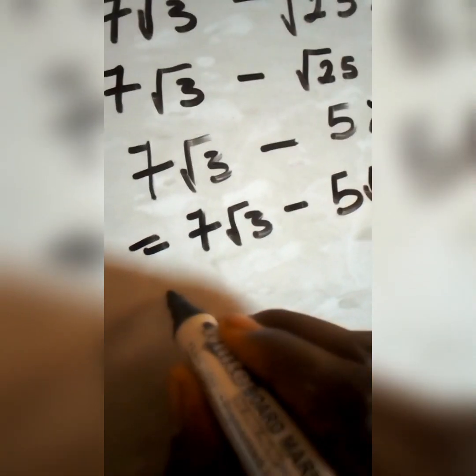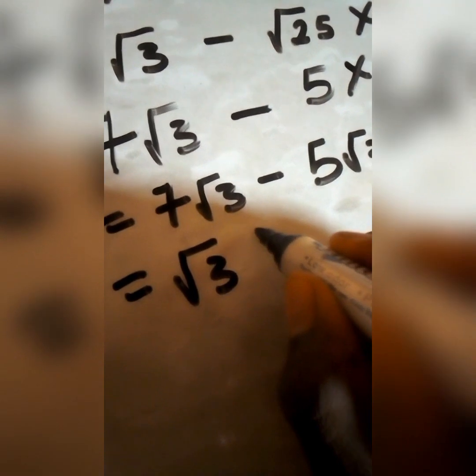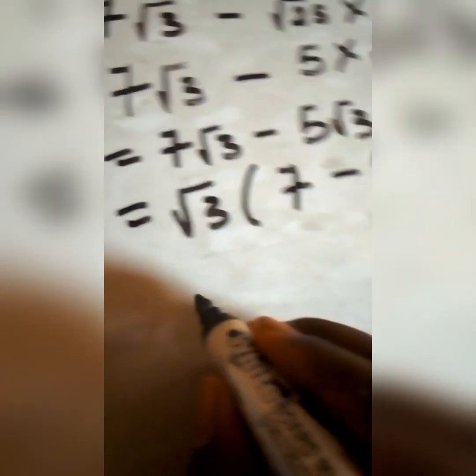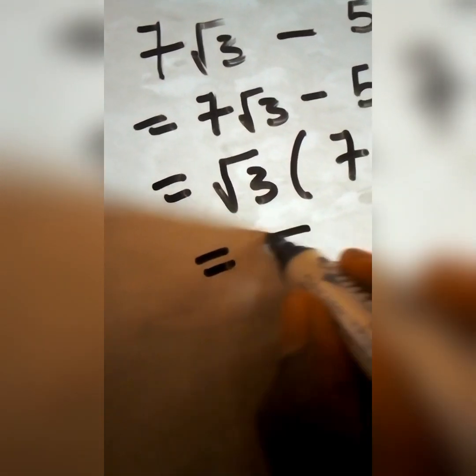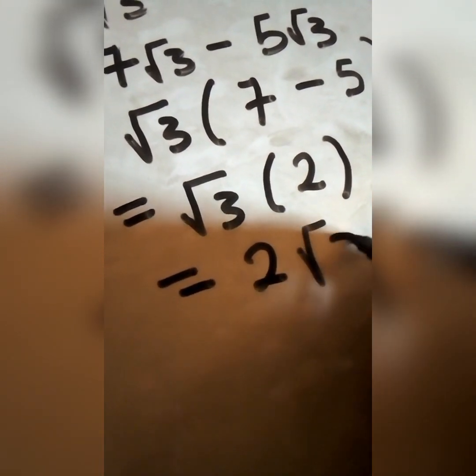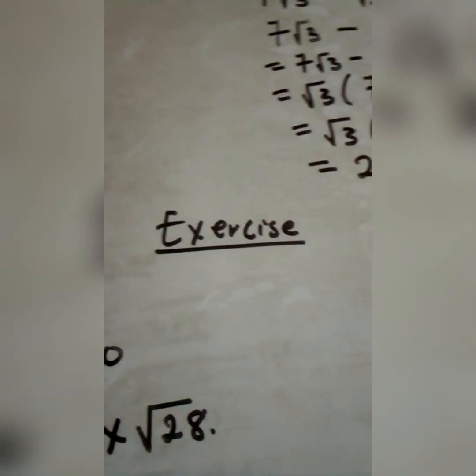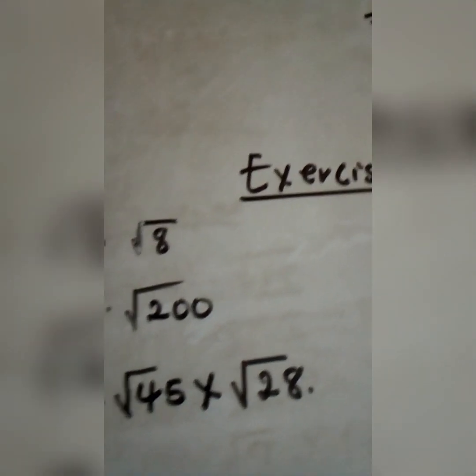Now we'll factor out root 3 because they are common. Root 3, open bracket, 7 minus 5. Now this is going to be equal to square root of 3 into bracket 7 minus 5 is 2. So finally our answer is going to be what? 2 root 3. That is going to be our answer. Hope you understand.